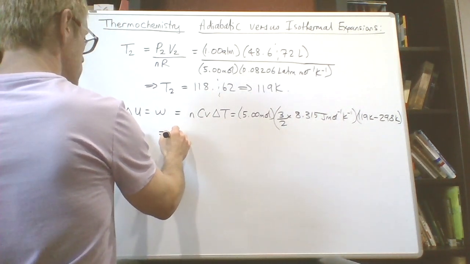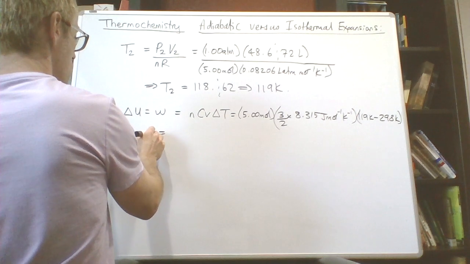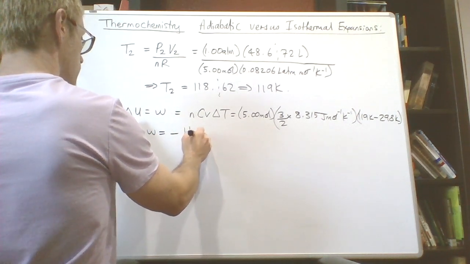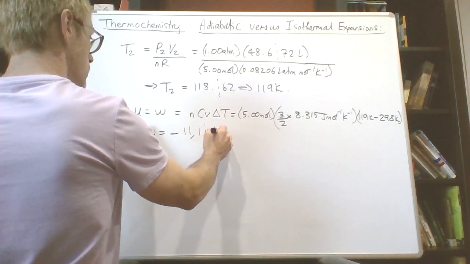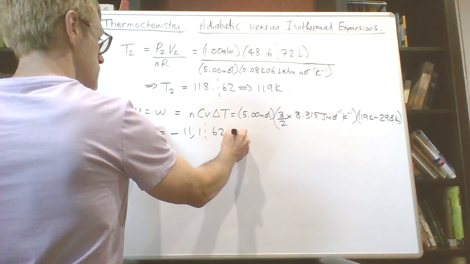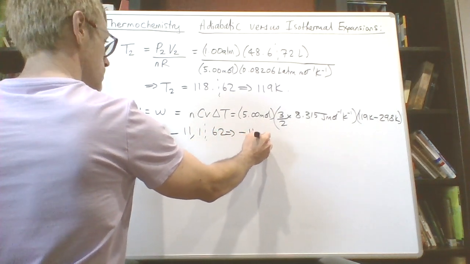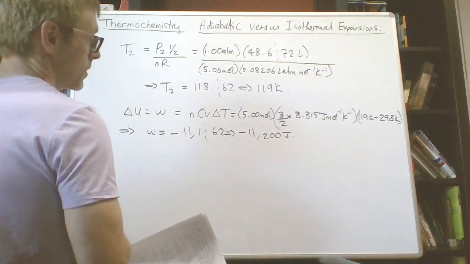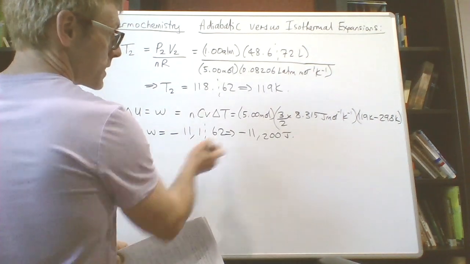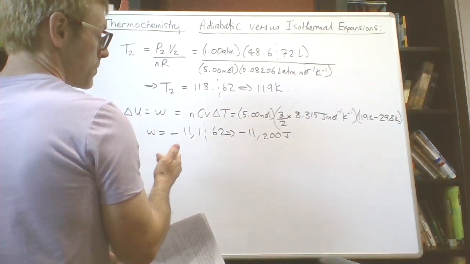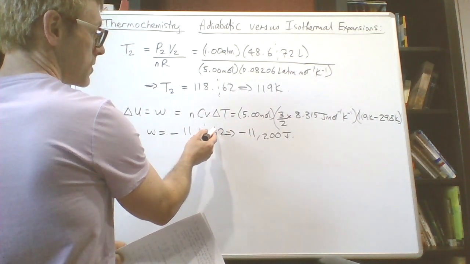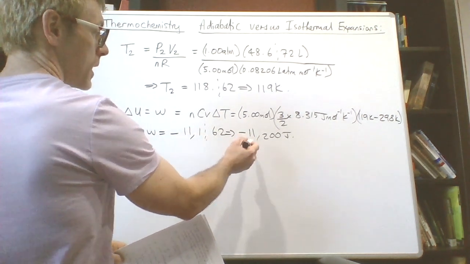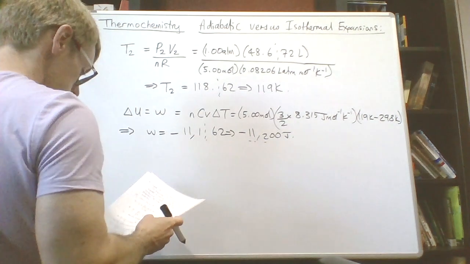which equals, so we've got work equals negative 11,162. So about negative 11,200 joules. We're only good for 3 sig figs because of our 5.00. So the first non-significant digit adds 1 to that 1. And we're only allowed to report 3 sig figs.